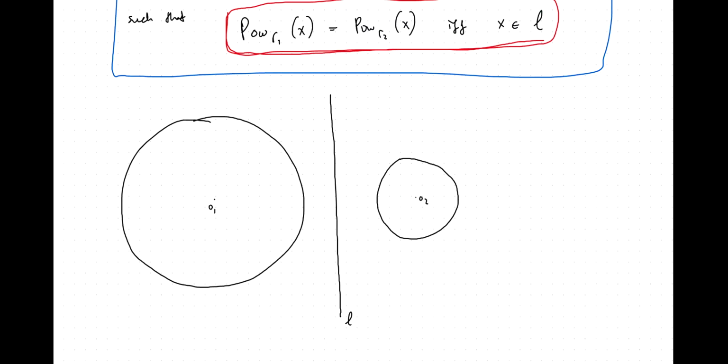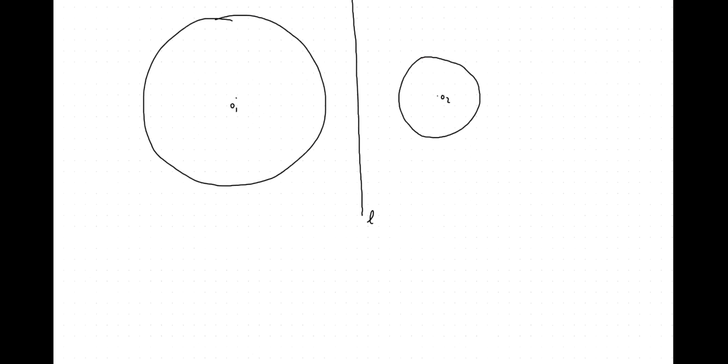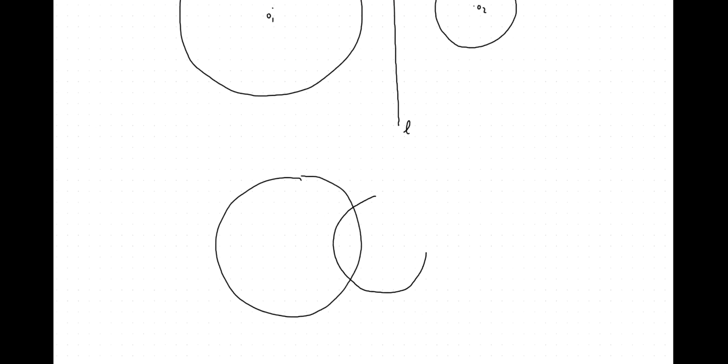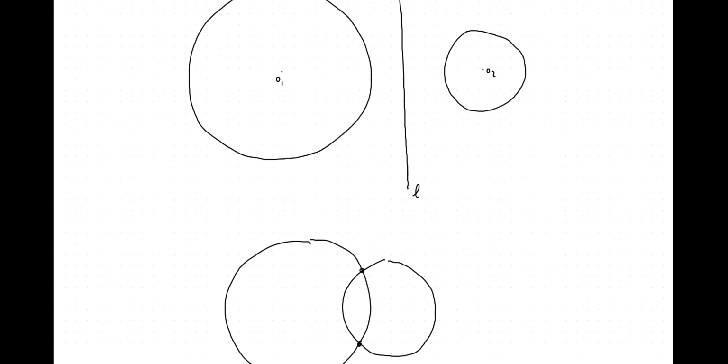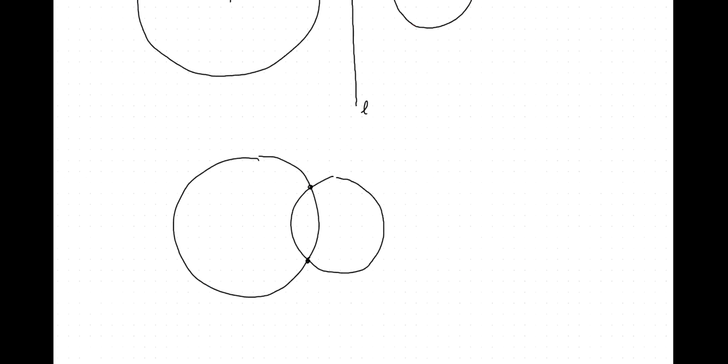In this case, the line goes outside of both circles, so the powers are positive. Let's draw other pictures when the circles intersect. Now, the nice thing is when the circles intersect, these two intersection points automatically satisfy the equality because 0 equals 0. So the line has to be this one. This is really a nice situation.